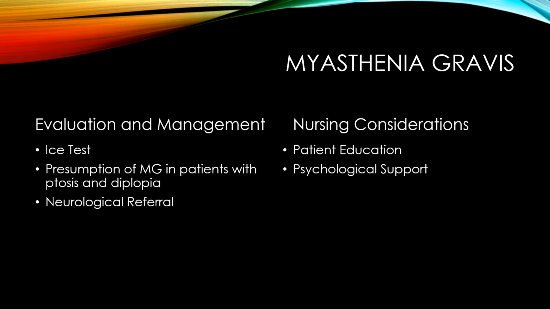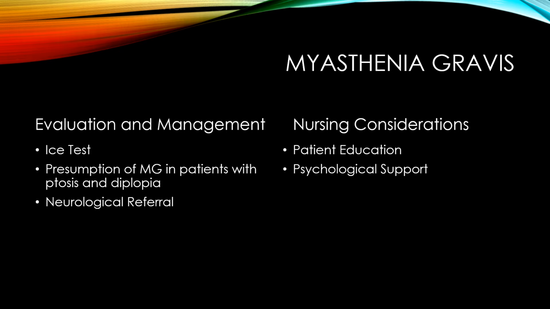So the ice test is used to rule in the disease if there has been evidence of improvement of muscle strength after the ice test. Usually this is pretty good confirmation that a patient has myasthenia gravis. A presumption of the condition should be made for any patient with ptosis or diplopia of an uncertain etiology that is variable or worsens with fatigue. Due to the systemic involvement of myasthenia gravis, a neurological referral is typically recommended.